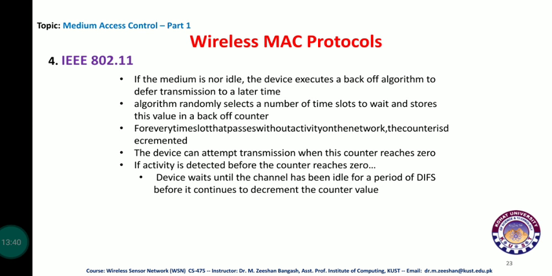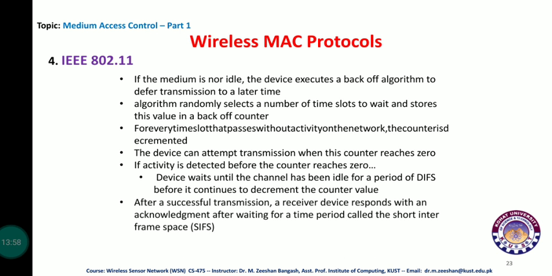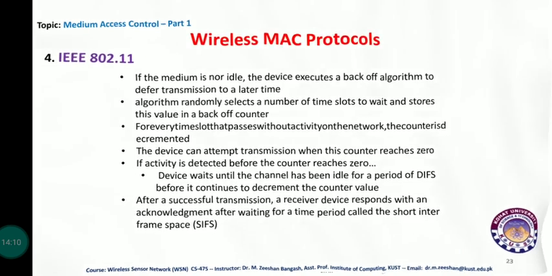So if the counter reaches 0, it starts sending, but before transmitting, it will first sense the medium. However, if it is found that some transmission is ongoing, it will execute the backoff function again. After a successful transmission, the receiver device responds with an acknowledgement after waiting for some time, which is called the short interframe space.